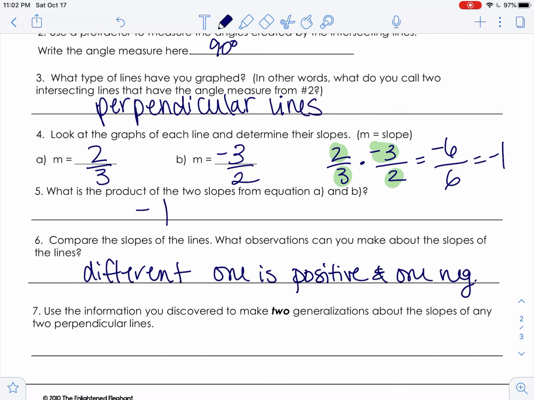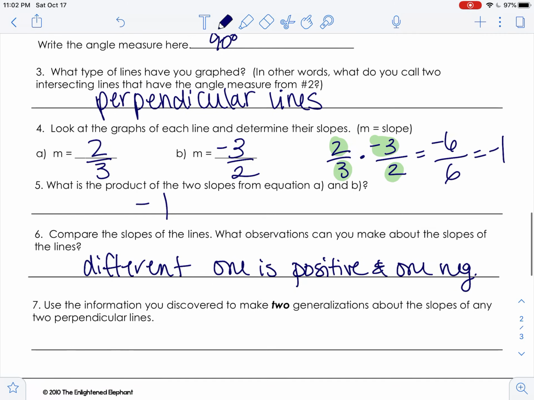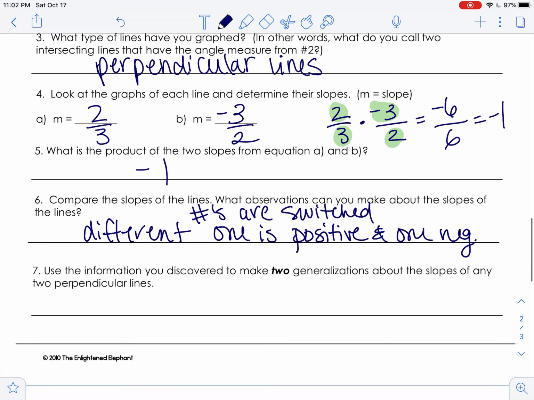And one is negative. Okay, also some people like to say the numbers are switched. So use the information you discovered to make two generalizations about the slopes of any two perpendicular lines. Okay, well here's the two generalizations we're going to make.